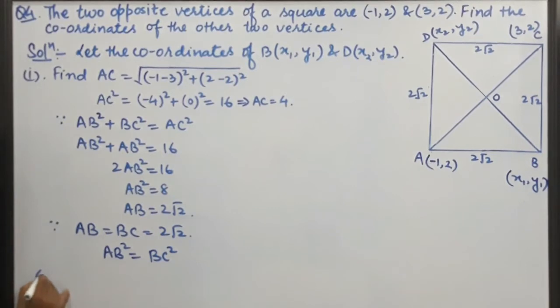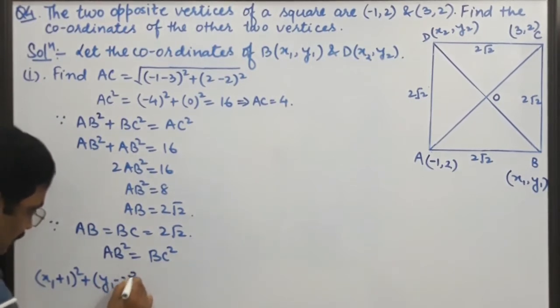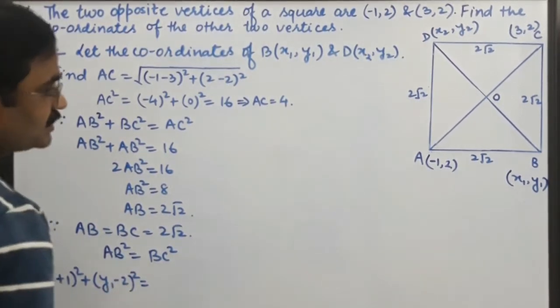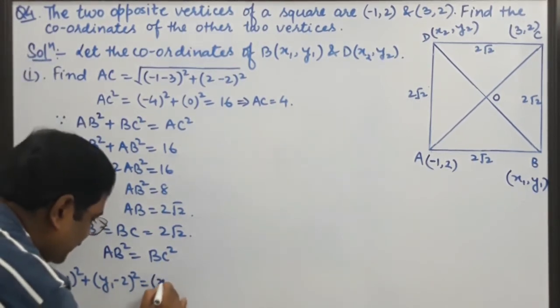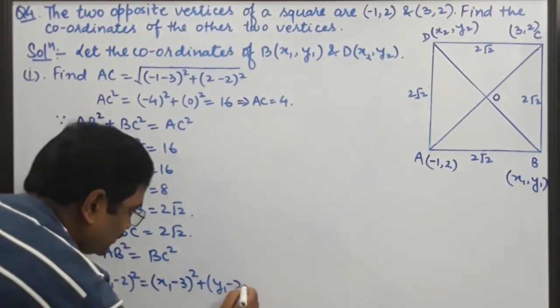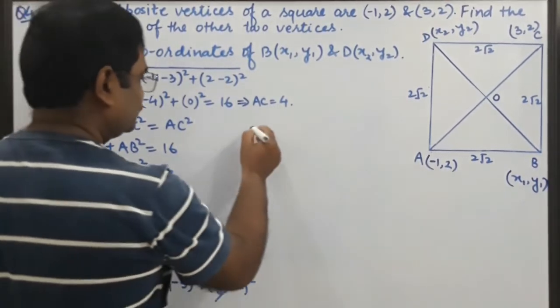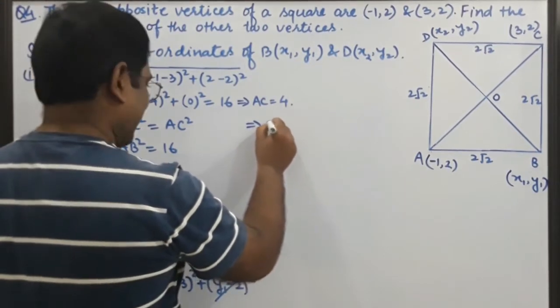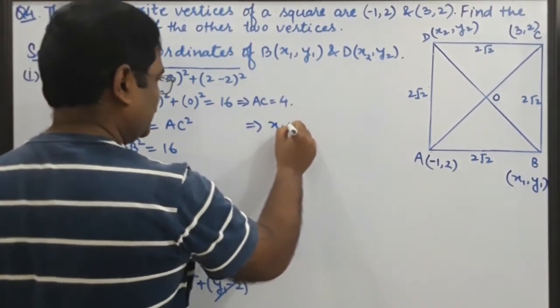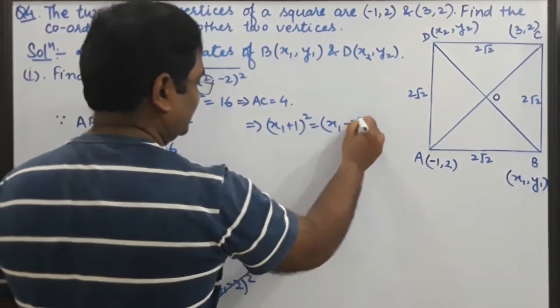So we can write x1 plus 1 whole square plus y1 minus 2 whole square equals to x1 minus 3 whole square plus y1 minus 2 whole square. So this y1 minus 2 whole square is cancelled. So we got here, therefore x1 plus 1 whole square equals to x1 minus 3 whole square.